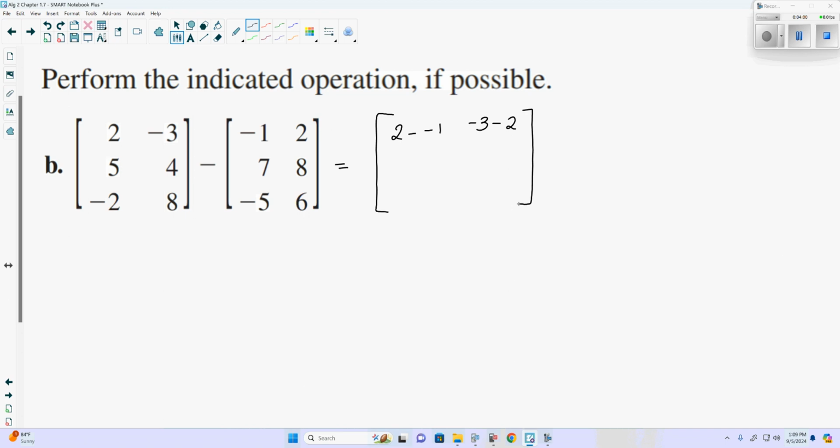in the same spot. If we drop down to the second row, we would have 5 minus 7. Then we'd have 4 minus 8. The last row, -2 minus -5. And lastly, 8 minus 6. Any questions on how we got these numbers in each of these places?